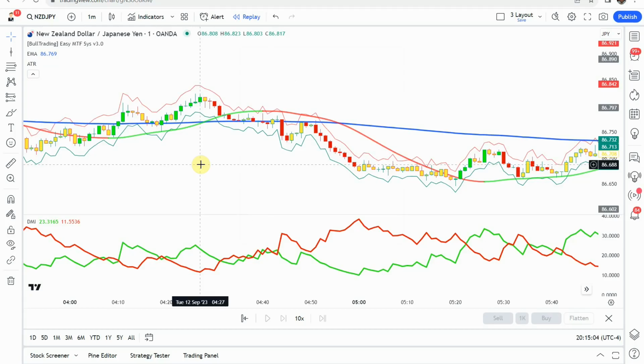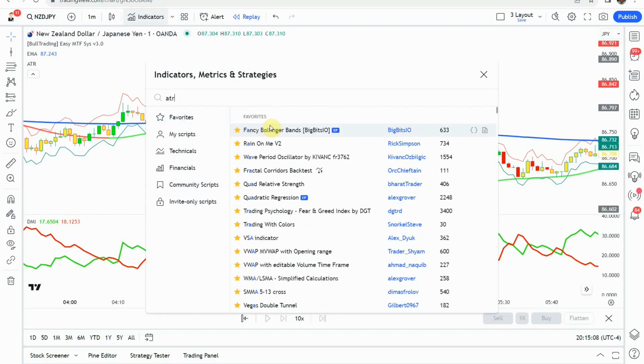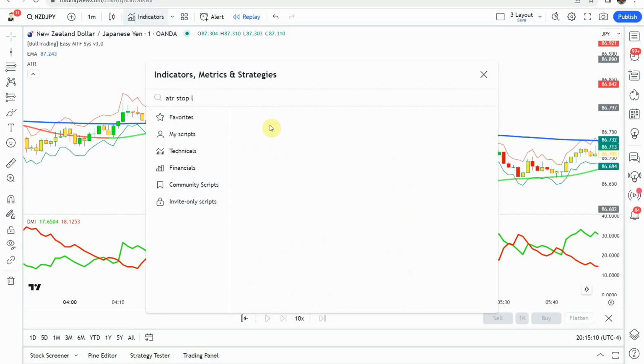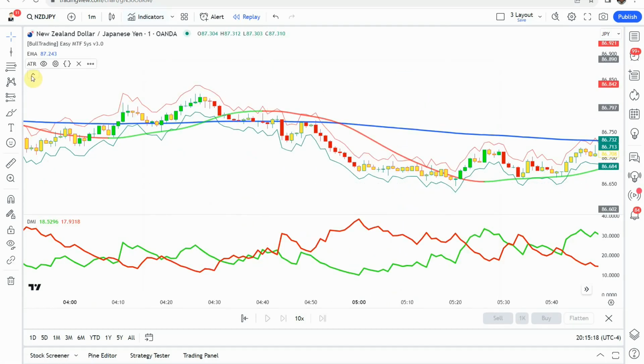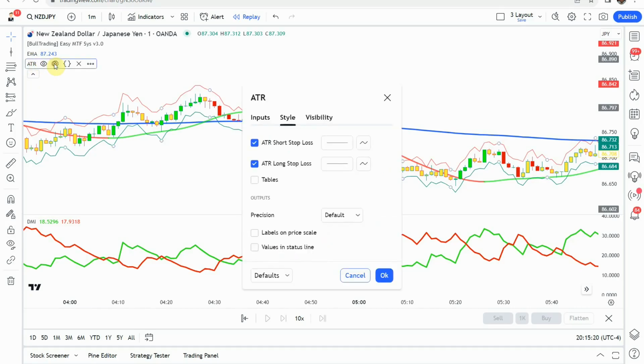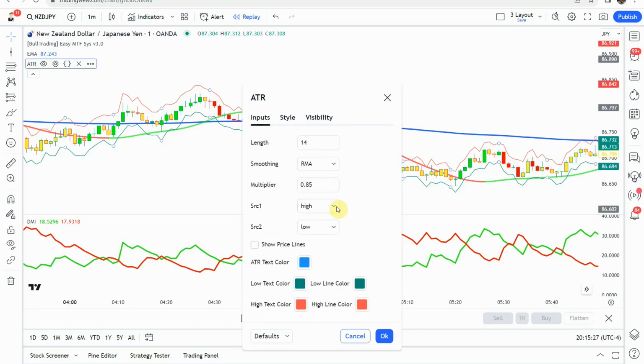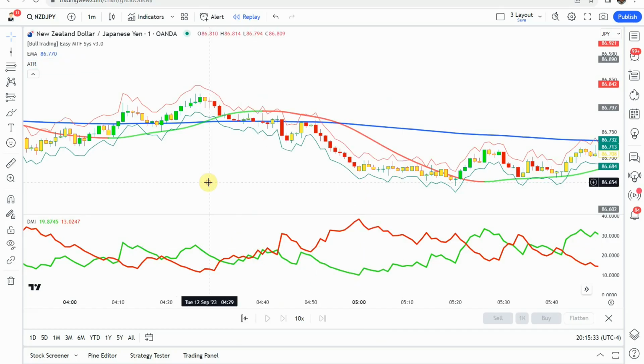Lastly, you're going to add the ATR stop loss finder indicator. So just type in ATR stop loss finder indicator right here, the third one down. You'll add that one to screen. It's going to be this bottom one here. You're going to turn off any of these, just leave these two the way they are, and under the inputs, the multiplier you're going to change to 0.85 like so.